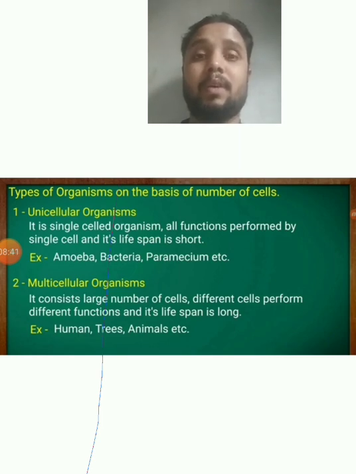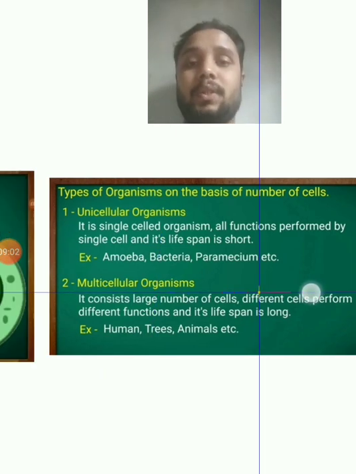Our eye cells are performing a different function. Nose cells are performing a different function. Eye cells are for vision, and nose for sensing the smell. Our tongue for taste. Our skin cells for sensitivity. Okay, different examples are there.